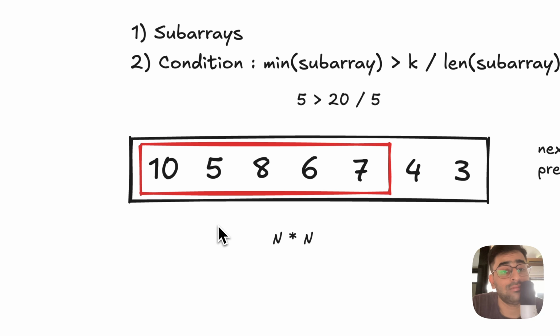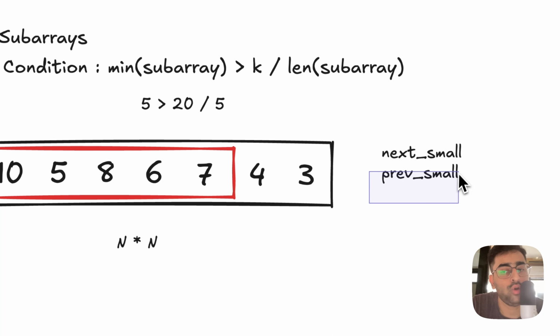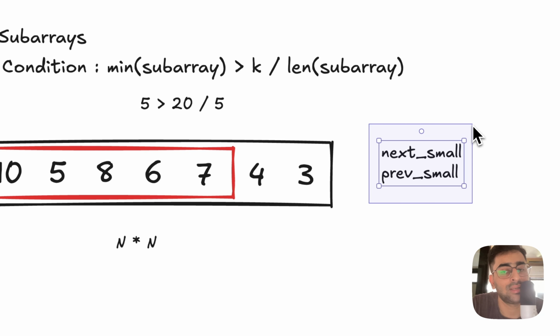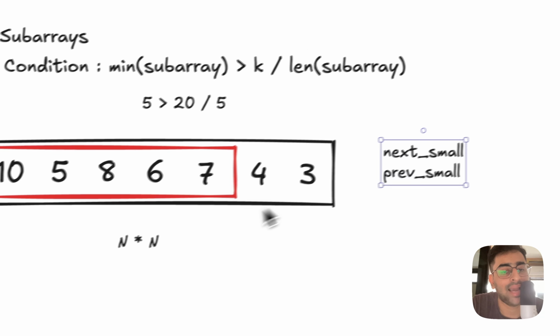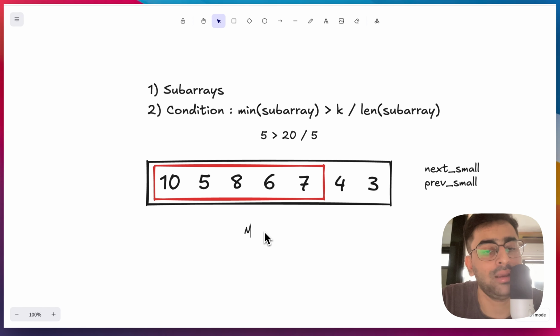In other words, we don't really have to expand the window. We just need to know what is the next small and previous small. If we are somehow able to pre-compute this, then the time complexity will no longer be n square. Instead, it would be O of n.